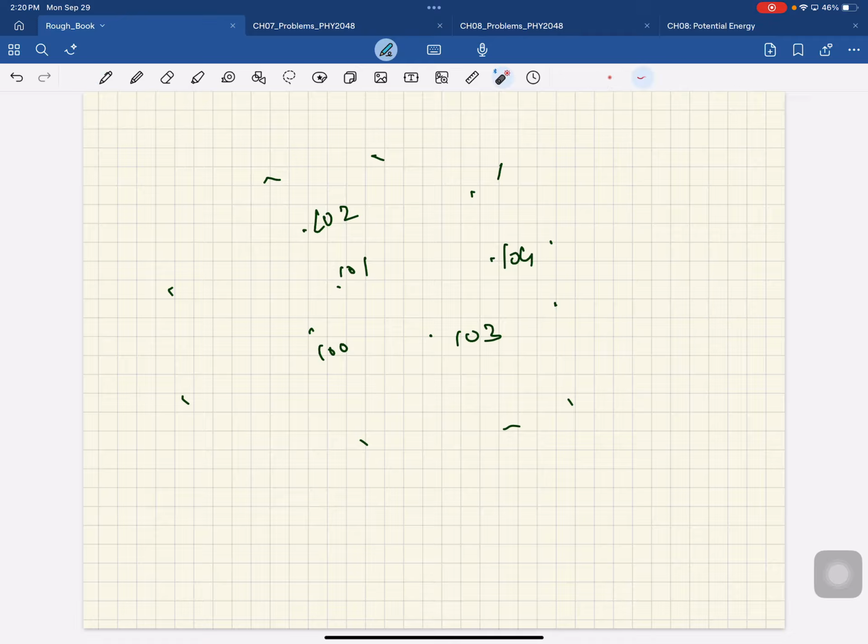Okay, so let's say these are the potential energy functions. These are potential energy values. At different locations, the potential energy has these different values.